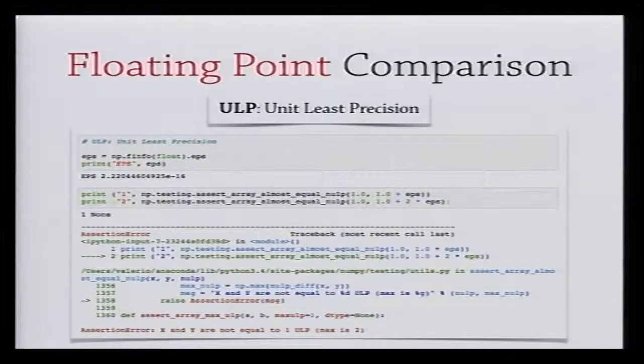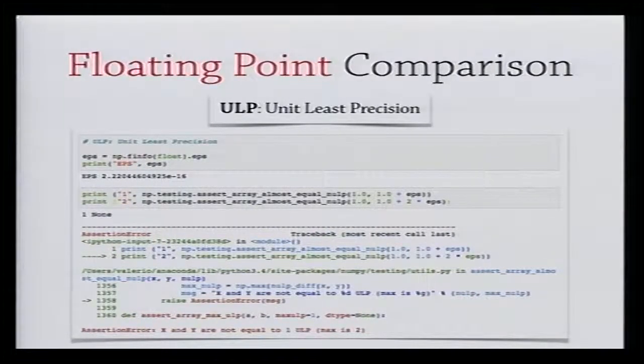Again, if we want to compare floating point numbers, we might take into account the so-called ULP, the unit of least precision, which usually refers to the epsilon. If we want to know what the epsilon is for numpy and for floating point numbers in general, we may get it by using np.finfo.eps. This is the epsilon, the ULP for floating points.